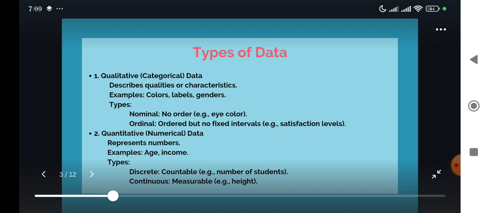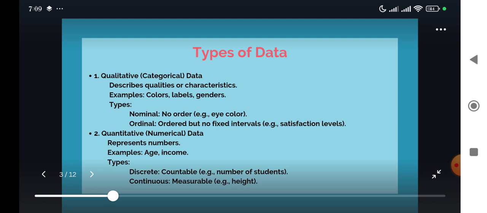In the case of quantitative data, this represents numbers or quantities. For example, age, weight, or the number of books in a library. It is also divided into two types. These are discrete data and continuous data. Discrete data means countable values like the number of students in a class. This is a good example of discrete data.